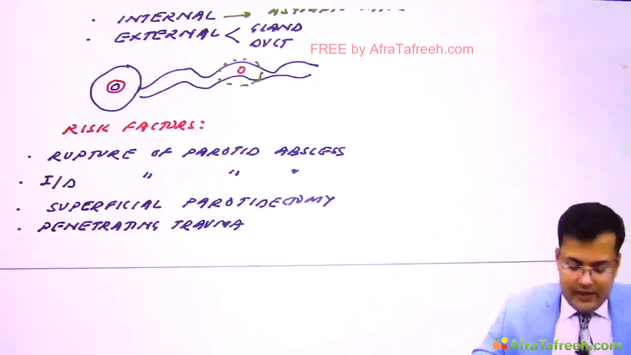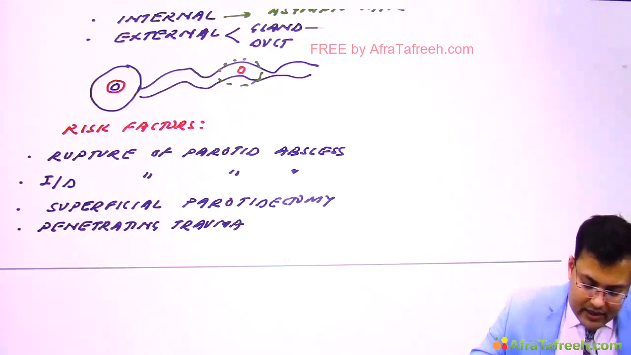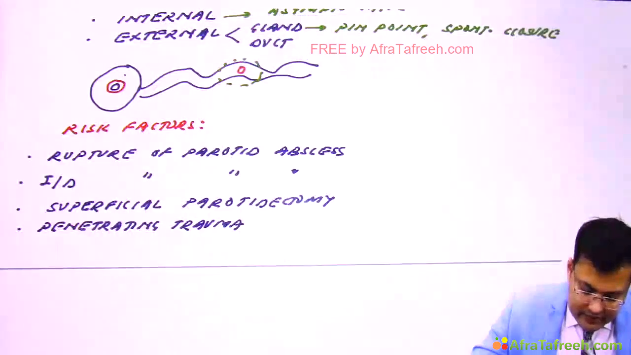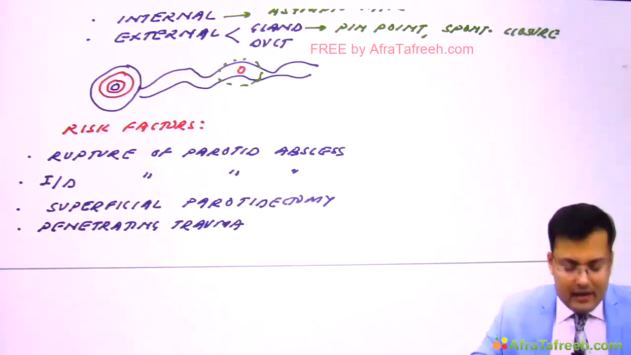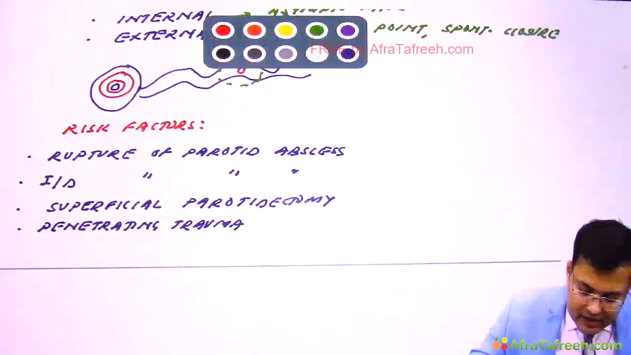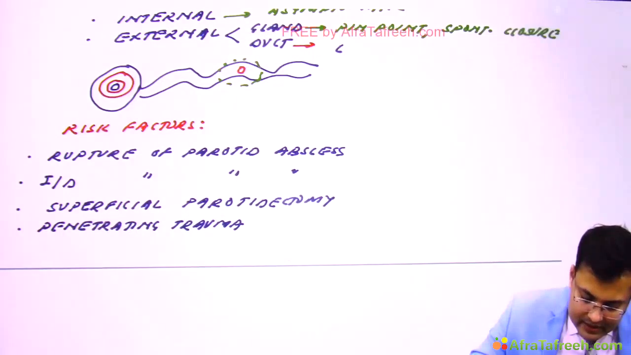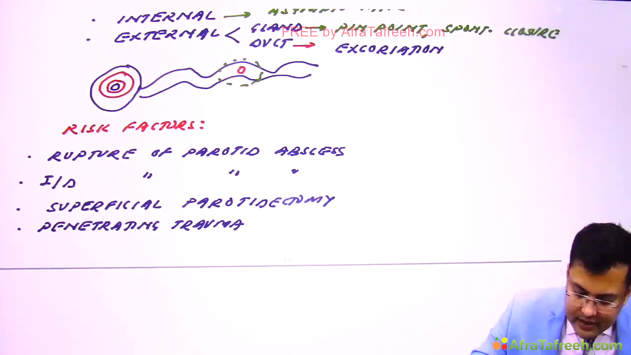Now see the clinical features. So the gland fistula, it's pinpoint. So generally it's pinpoint and it closes spontaneously. So there is spontaneous closure. In which one? In this one, gland fistula. And whenever there is duct fistula, we discussed that there is external opening over cheek. So what happens? There is excoriation of surrounding skin.